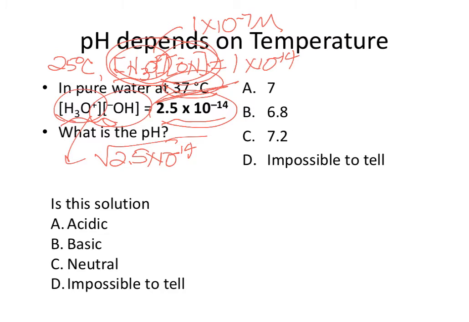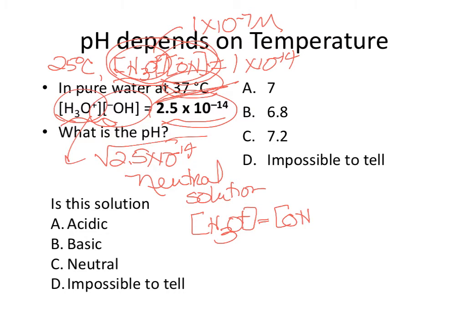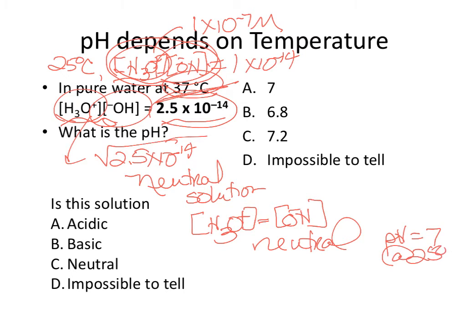But I do want to emphasize that it is still a neutral solution. As long as the concentration of hydronium ion equals the concentration of hydroxide, regardless of what their individual values are, when they equal each other, that is neutral. But neutral isn't always pH 7. Neutral is pH 7 only at 25 degrees Celsius. As we raise the temperature, there's going to be more ions, which means the pH is going to be lower.